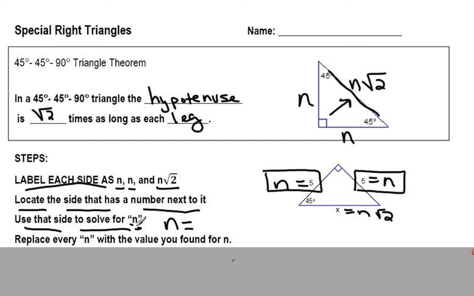Now that we found the value for n, we want to replace every n we see with the value that we found for n. So we replace this n right here with the value 5. That gives us our solution that x is equal to 5 square root of 2.